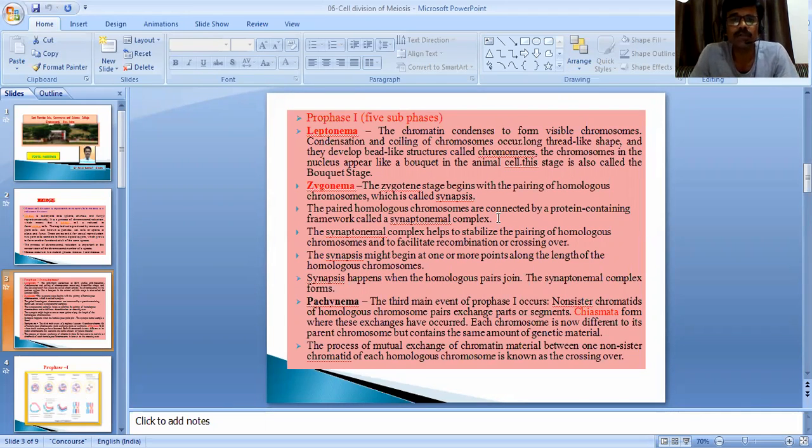The synapsis might be at one or more points along the length of the homologous chromosomes. Then synapsis happens when the homologous pairs join and the synaptonemal complex forms.